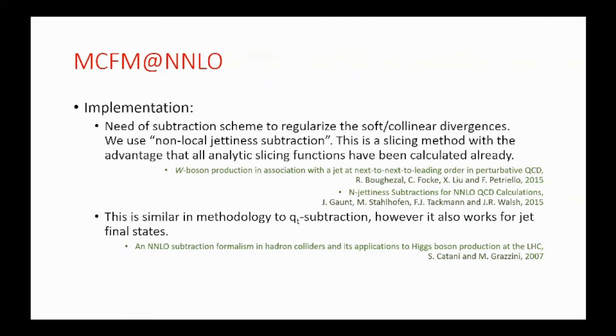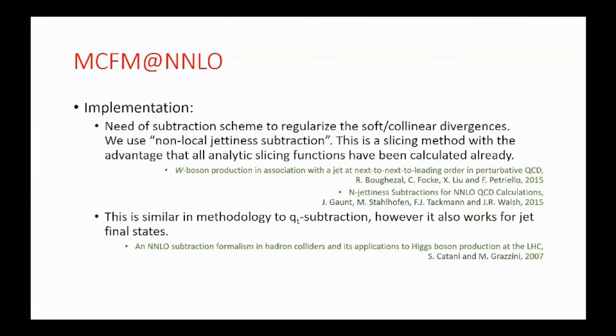Now to combine next leading order with the two-loop virtual contributions which have been calculated by other theorists, we need some way of combining it. Basically you have to isolate the soft collinear part of the next leading order, integrate and combine that with the virtual so that you get a finite cross-section. And here we use the slicing method. Here we use the so-called jettiness subtraction, non-local jettiness subtraction, which is a slicing method.